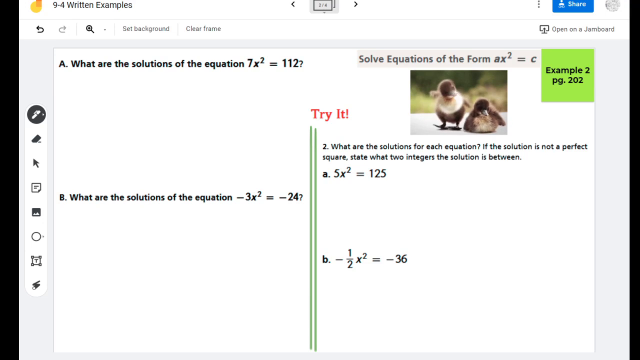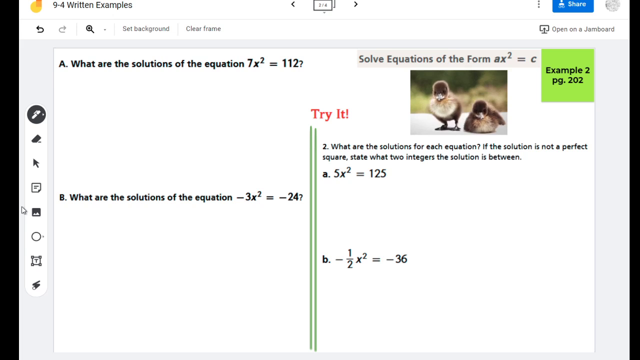In today's video, I'm covering example 2 from section 9-4 in the SavvasRealize Algebra 1 textbook. The goal of today's video is to solve equations in the form ax squared equals c. So there's just a number being multiplied to the x squared. This is actually very similar to example 1.